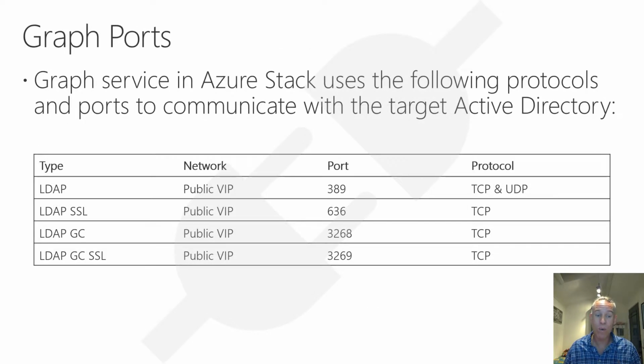Here are the ports that are required. They're normal LDAP ports, as if the Azure Stack is an LDAP client and the on-premises Active Directory is an LDAP server. So it's going to be 389 or 636 for LDAP, and then the global catalog queries go over 3268 or 3269.